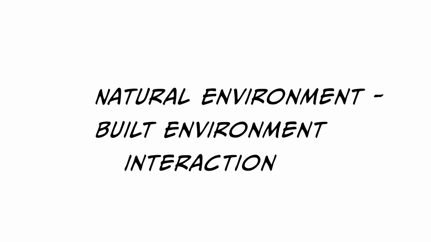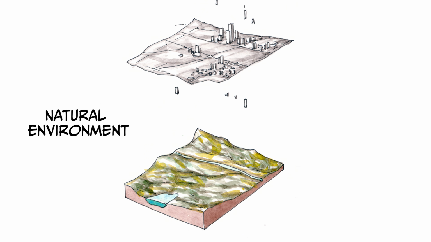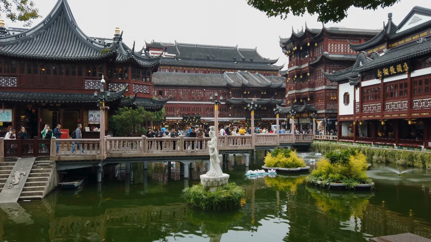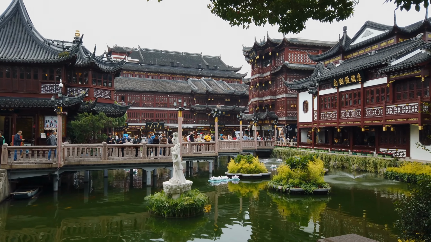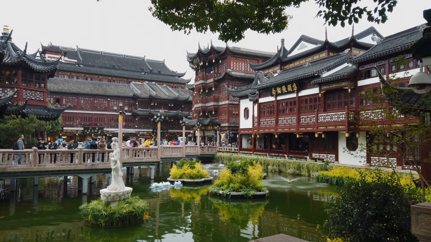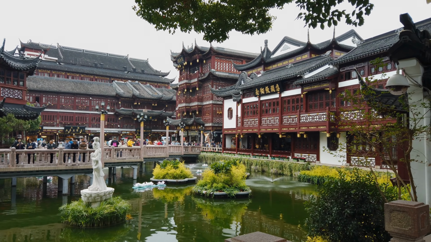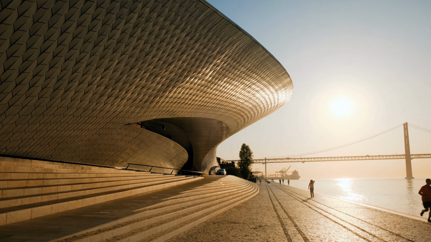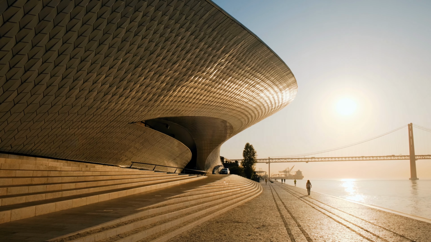Natural environment, built environment interaction. There is always an interaction between the natural environment and the built environment. Architects must create some relationship between the two. Site conditions, the slope of the ground plane, sun, wind, light, vegetation, all affect the design of a building. An architect must design for this interaction.